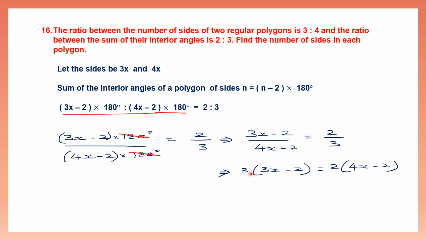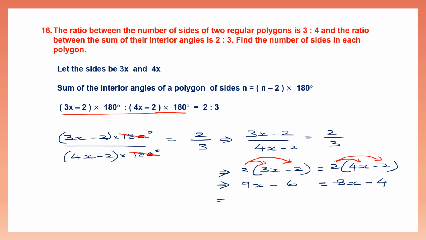So now to open the brackets, we need to do multiplication. Here we have to multiply 3 into 3x first and then 3 into minus 2. So 3 into 3x, 3 3s are 9, 9x, minus 3 2s are 6. And on the other side also we have to multiply 2 into 4x first and then 2 into minus 2. So 2 into 4x is 8x, and 2 into minus 2 is minus 4.